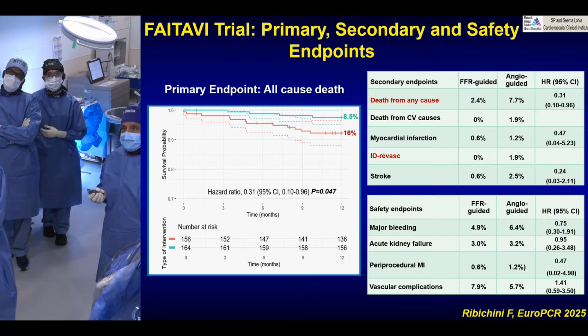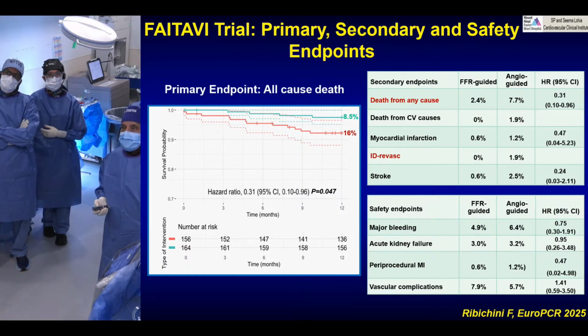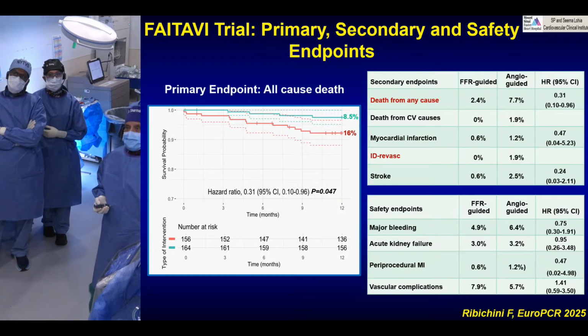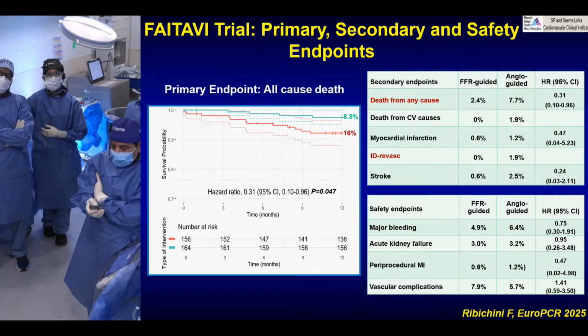To our surprise, the mortality difference was almost double, 8.5% in the FFR-guided versus 16% in the angio-guided. So these are the individual endpoints on the right side. No difference in major bleeding, as I mentioned. You can see here acute kidney failure, periprosthetic MI, all those things, and vascular complications were similar.